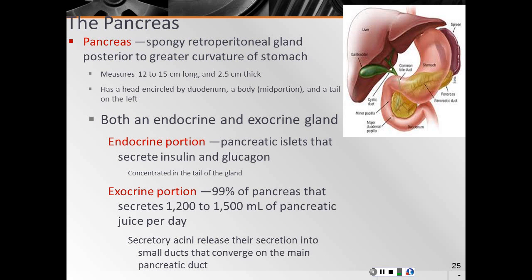Alright, so we're onto the pancreas, which sits very close to the stomach, as well as very close to the liver. It is a spongy gland that's posterior to the greater curvature of the stomach. So here's our greater curvature of the stomach. It sits behind that part, which is posterior. It's approximately 12 to 15 centimeters long and 2.5 centimeters thick.